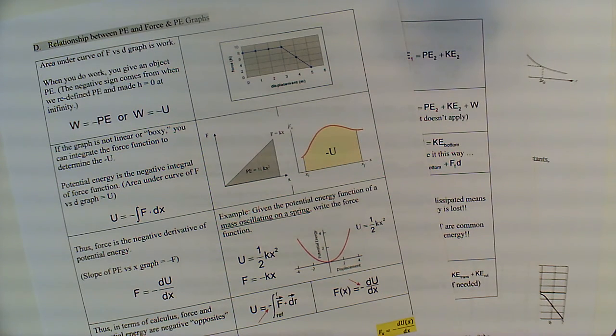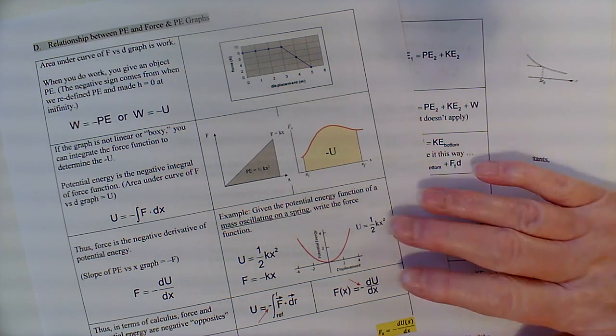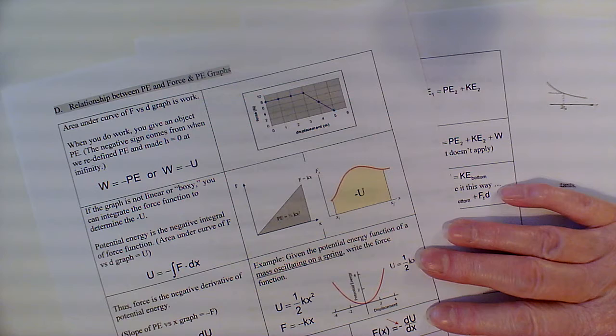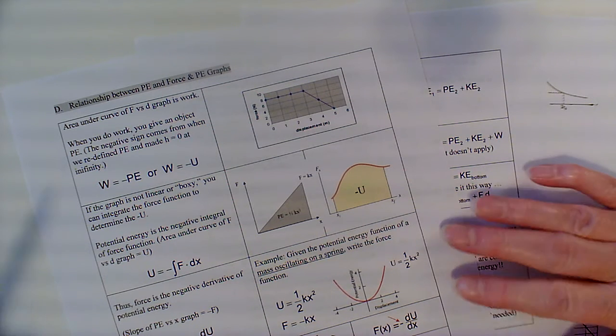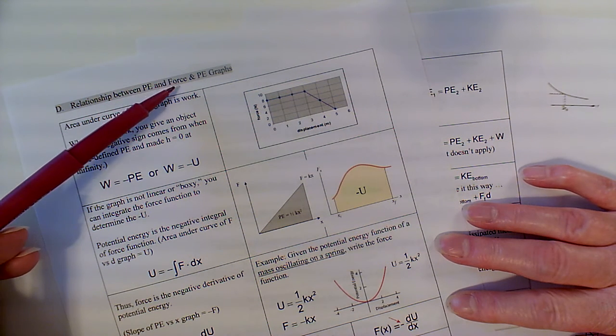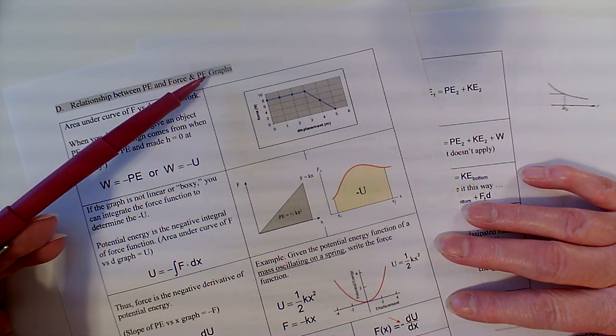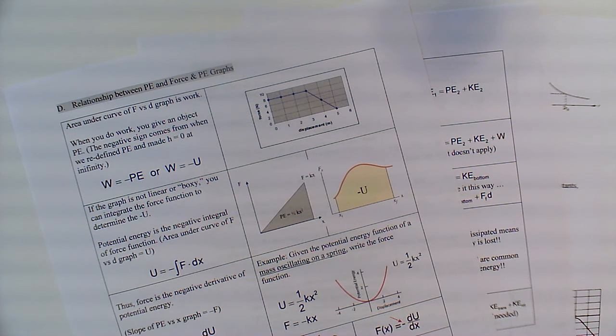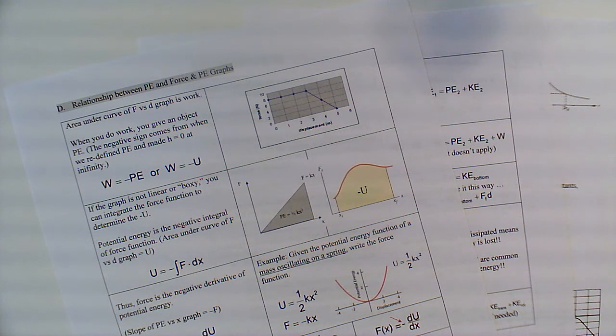Hello everyone. In this video, I want to focus on Part D of the review packet. And in Part D, it says the relationship between potential energy and force and how to read and interpret potential energy graphs. And honestly, this isn't totally new because it expands upon some things that we learned last year. But there is a different focus here in AP Physics C.